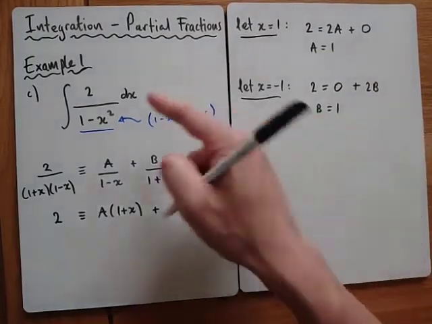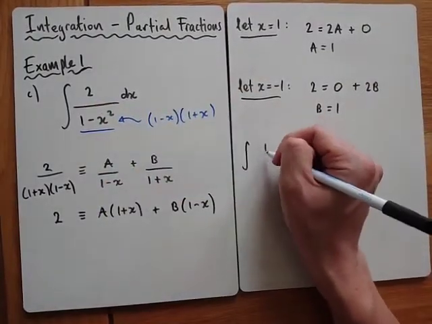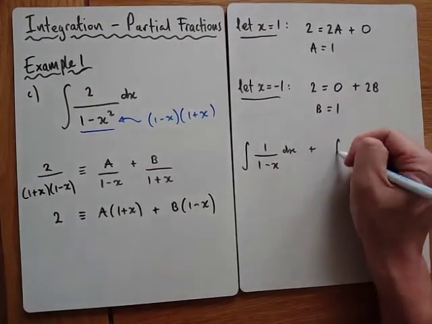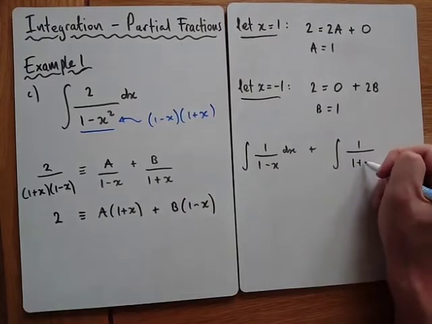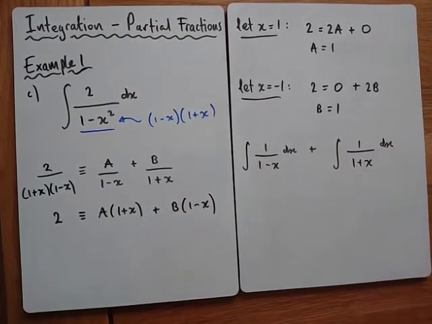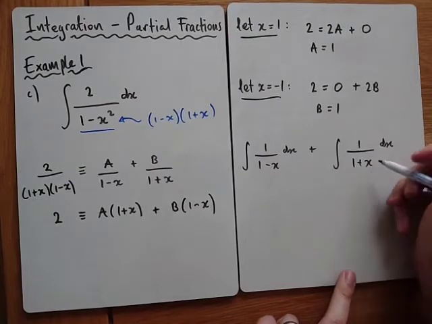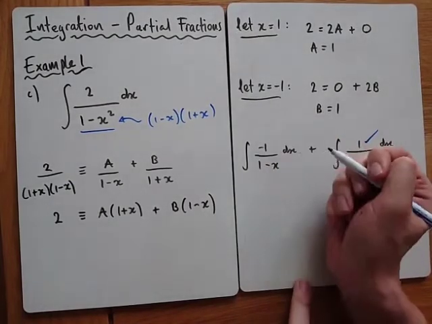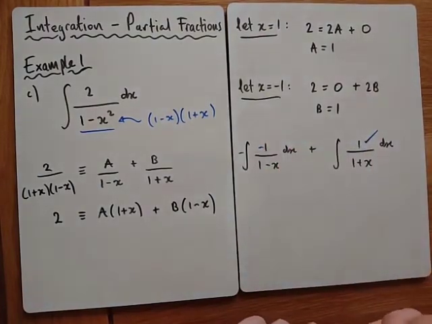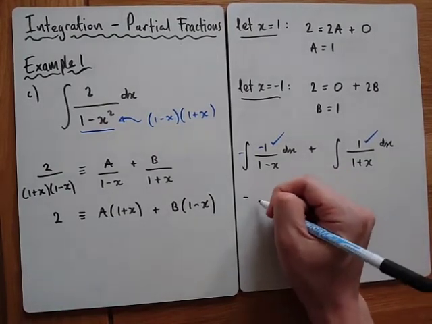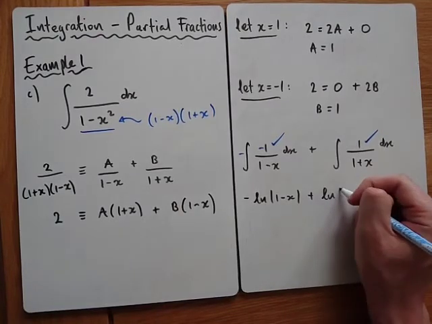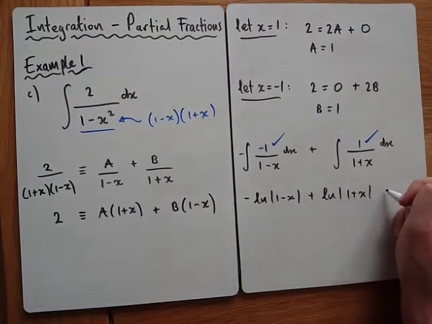So instead of this integral, we're integrating 1 over 1 minus x plus 1 over 1 plus x. This one, differentiate, you get 1, yeah, 1's on top. This one, differentiate, we get minus 1, so we want a minus 1 on top. So just write it as minus minus, so you get your derivative on top. And then finally we get minus ln modulus 1 minus x plus ln modulus 1 plus x plus c.